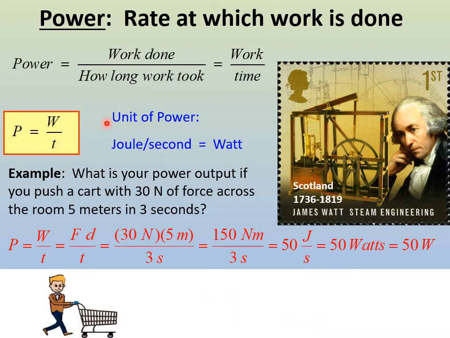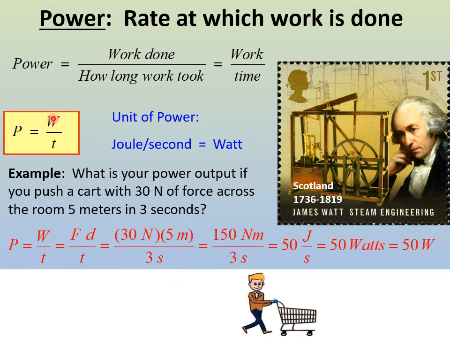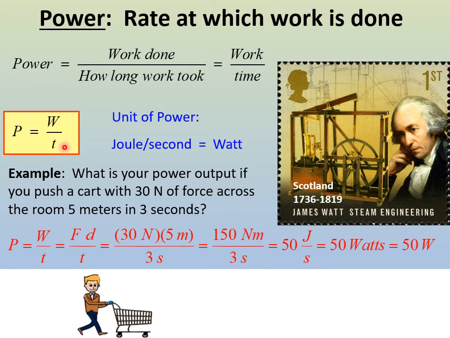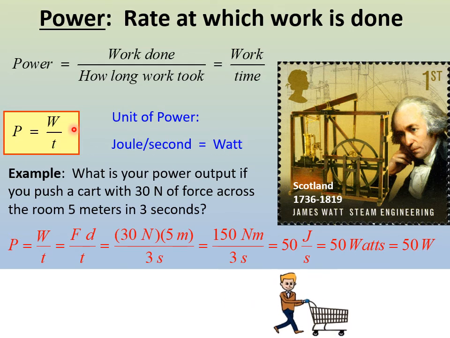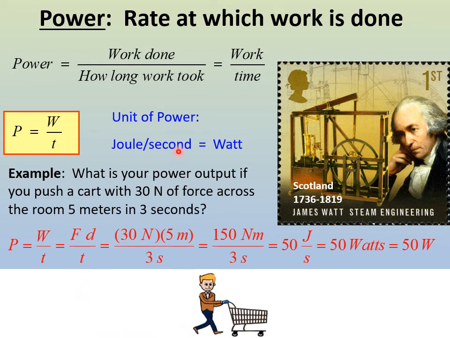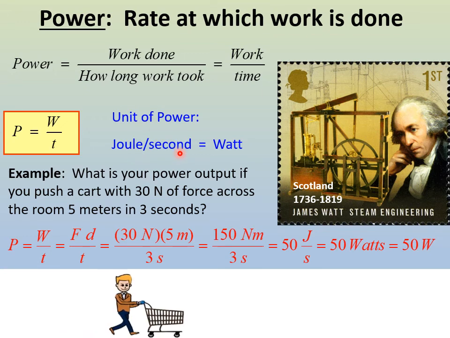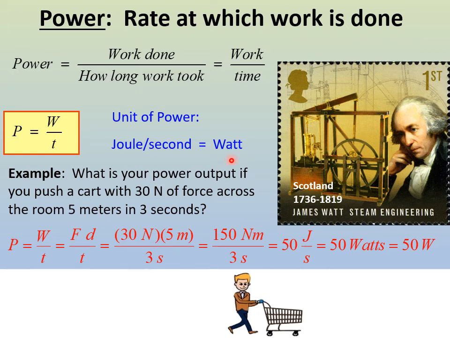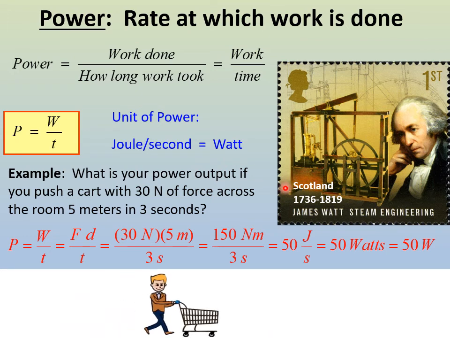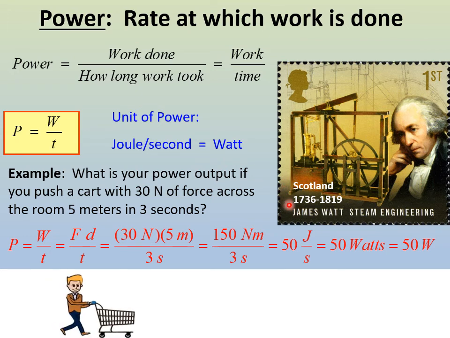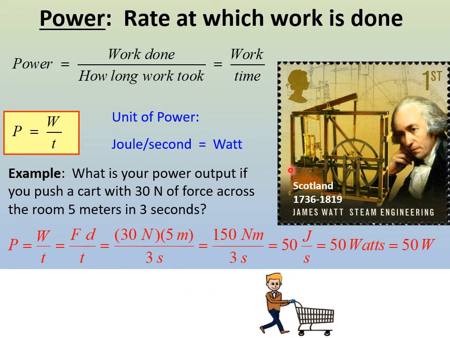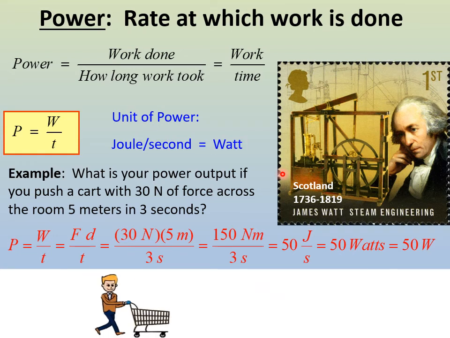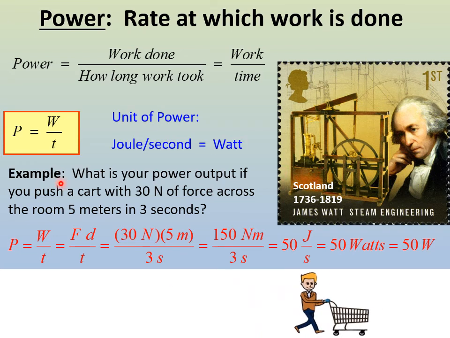Now the unit of power, remember, work is measured in joules and time is measured in seconds. So power is measured in joules per second, and a joule per second has its own unit because it's so important and shows up so much that it's called a watt. The watt was named after the famous Scottish physicist James Watt, who invented and basically improved the steam engine and started industrial engineering and so forth.